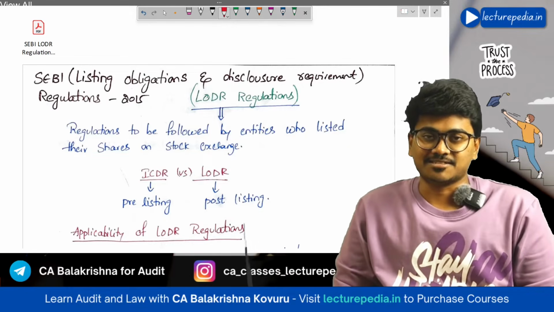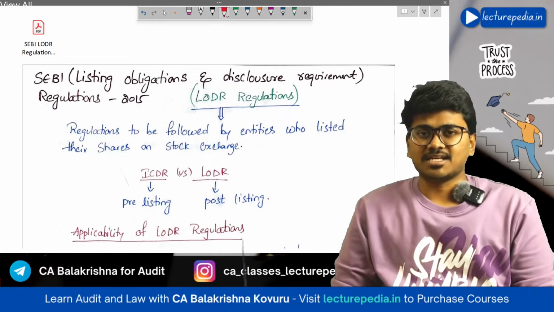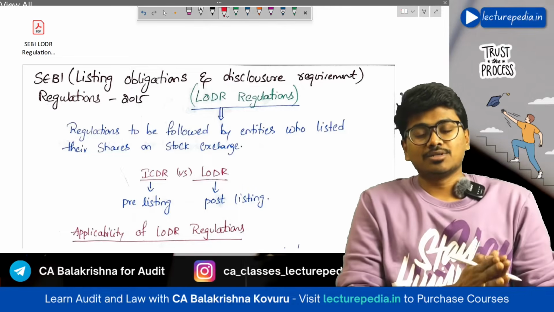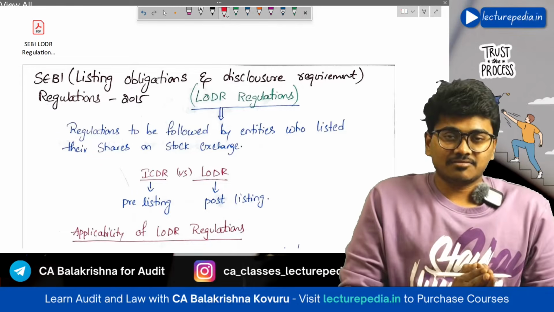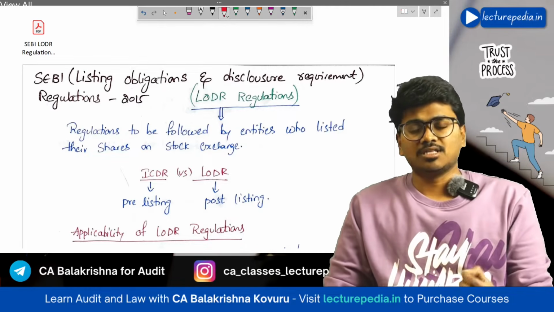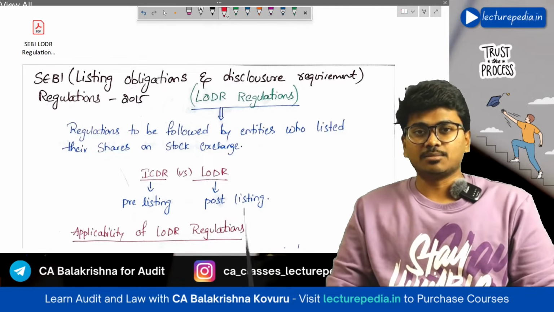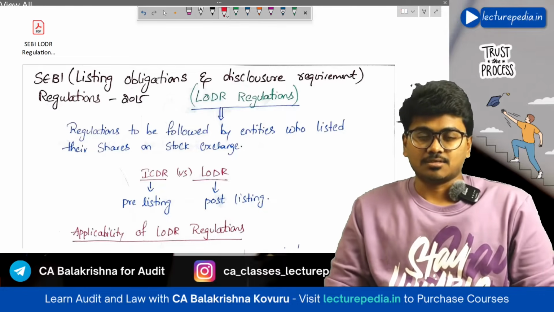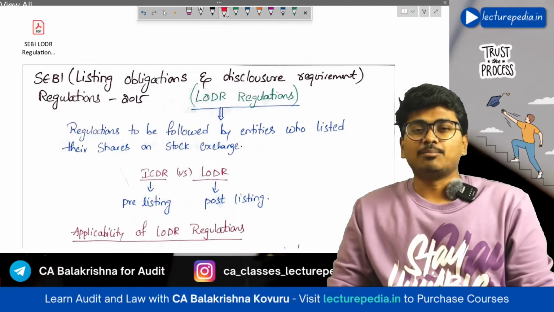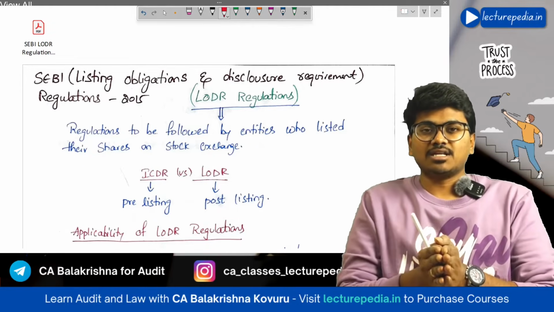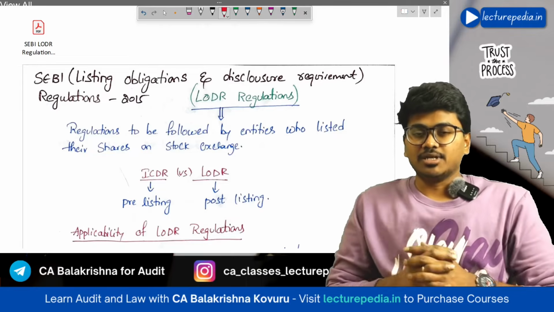Even I am fantastic. In the previous class, we have discussed the SEBI Act, right? Now, in today's class, we will be starting with the regulations that have been issued by SEBI. In the previous class, while starting SEBI, I told you that there are four types of regulations of SEBI that are applicable to our syllabus. In today's class, we will be covering LODR regulations.